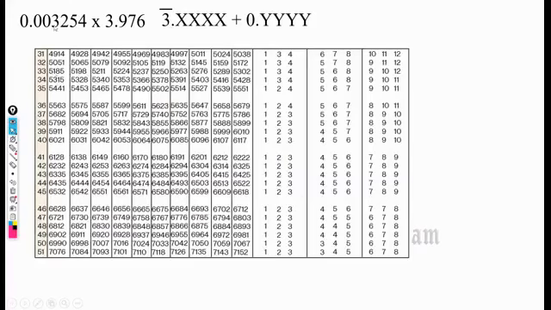So for this first number, I have to look at 32, 5 and 4. 32, 5 and 4 is 5124. So it will be 3 bar point 5124. Let's find out the value of yy. I have to look under 39, 7 and 6. This is 7, this is 88, so this becomes 95, so it is 5995. So it will be 0.5995. Now again, I have to add these two numbers.